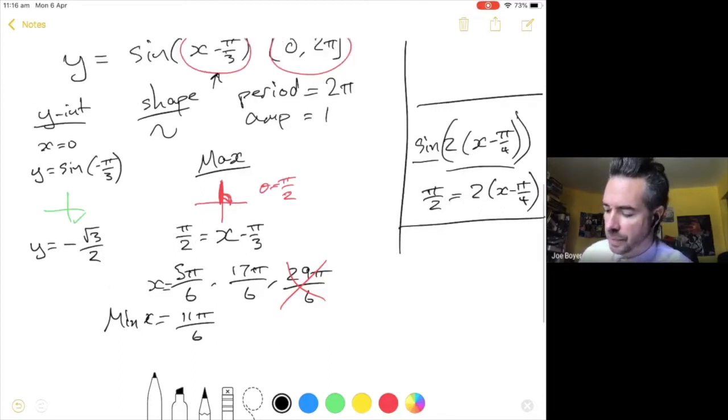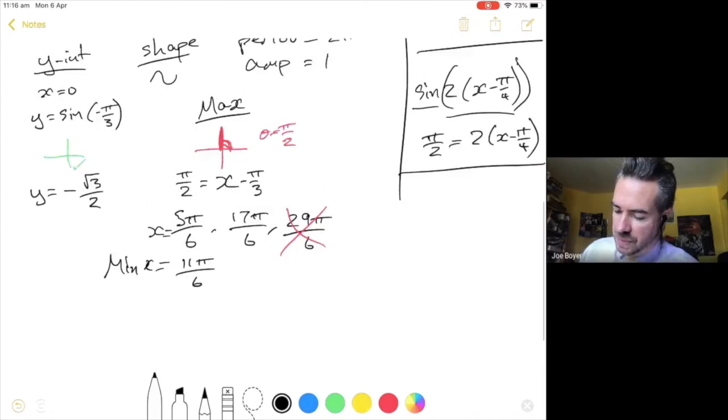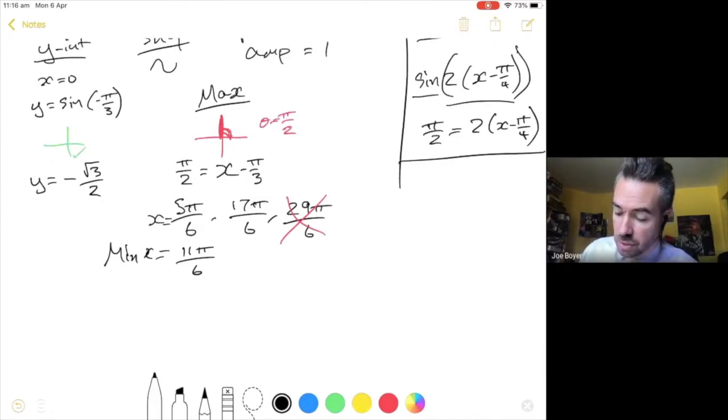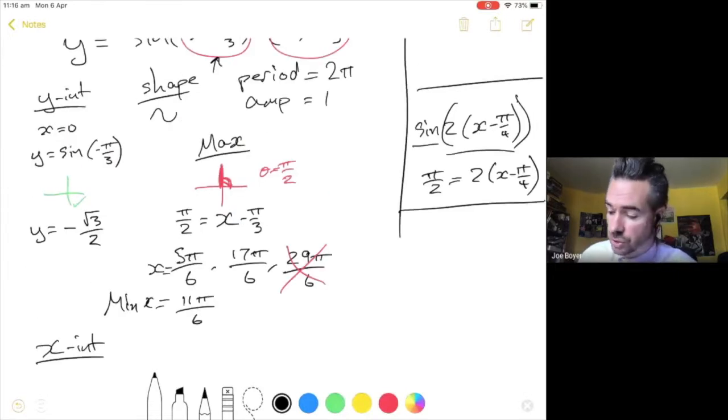All right. Now, x-intercepts are going to be sometimes quite tricky. In this example, not so much. And in the examples that we're doing, in all of your exercises that you're doing today, they're not going to be too tricky because of one really simple fact.